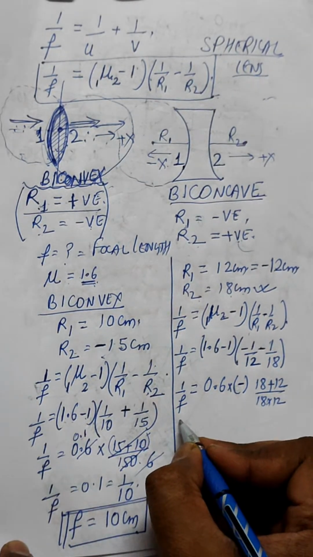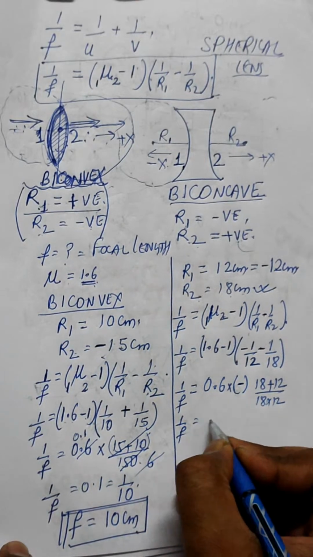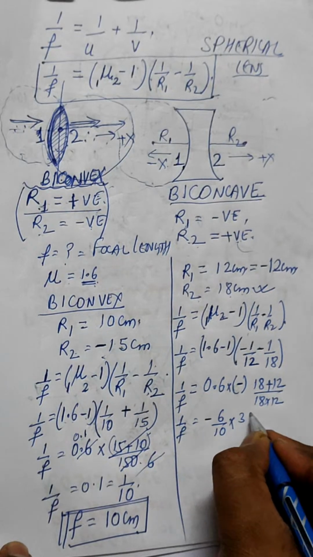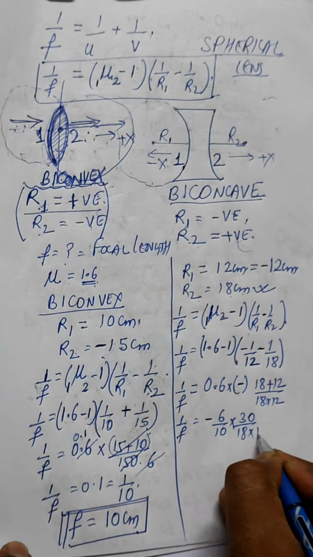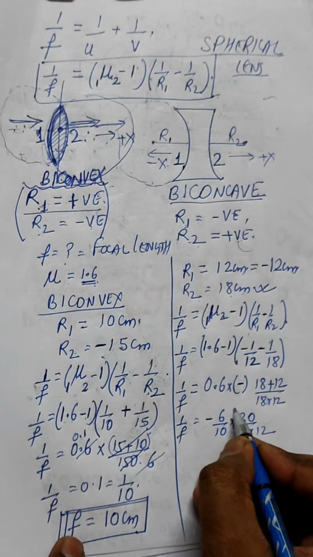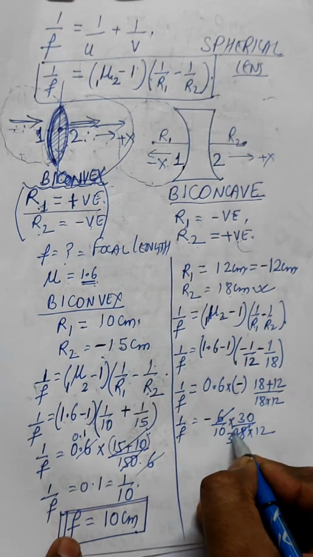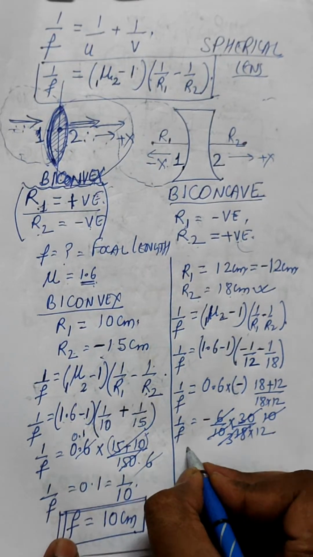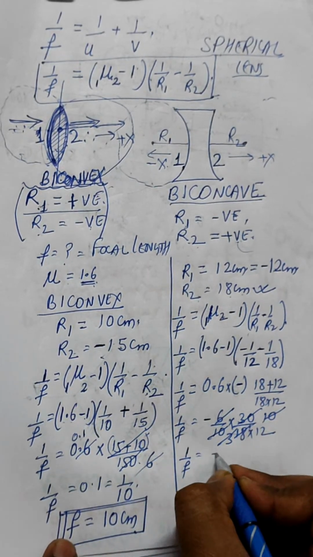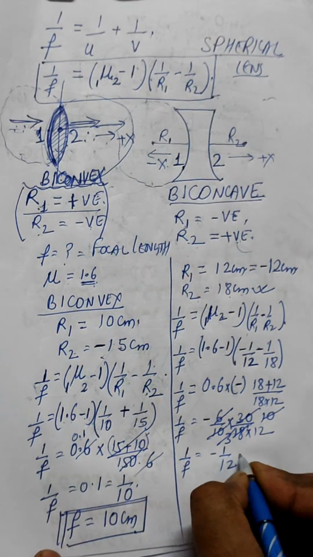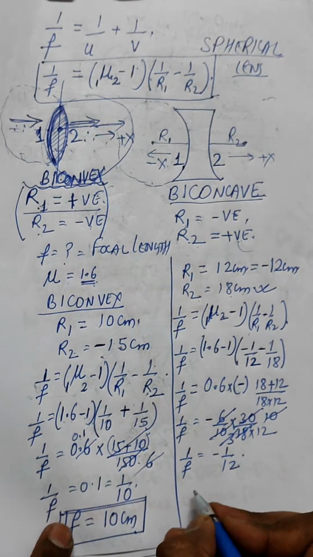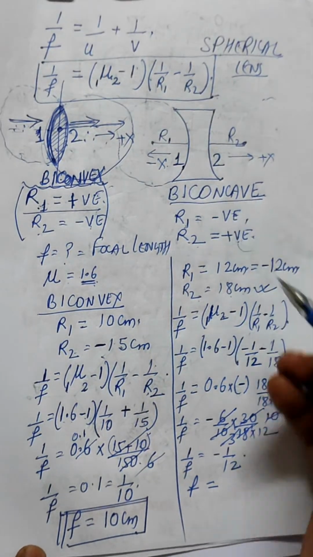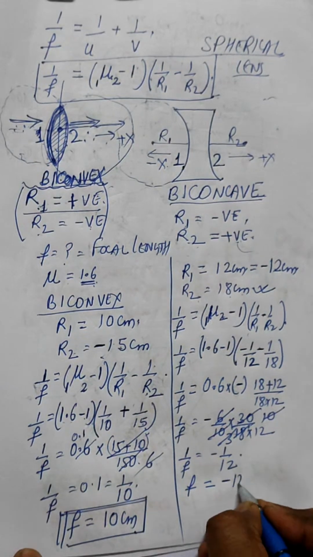So this will give you 1 by f equal to minus 6 by 10 into 30 by 18 into 12. So 6 3 times 18, 3 10 times 30, and 10 will be cancelled. So this will give you 1 by f equal to minus 1 by 12, right? So this will give you the value of focal length of this biconcave lens as minus 12 centimeter.